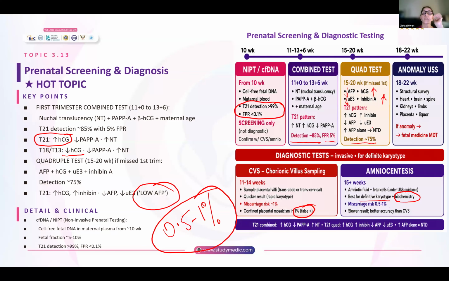So whenever you have any of these markers seen at the anomaly scan, you will refer them to the fetal medicine unit and the multidisciplinary team for a specialized scan again.